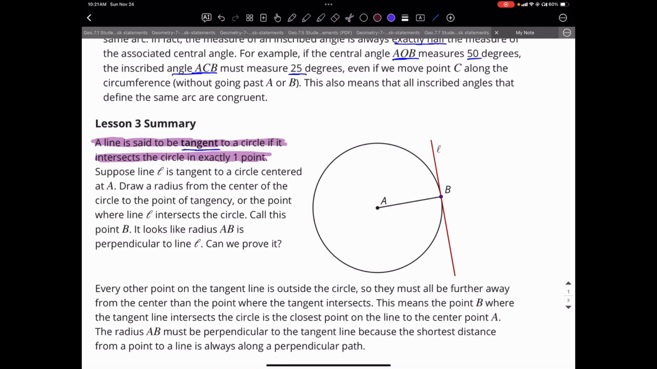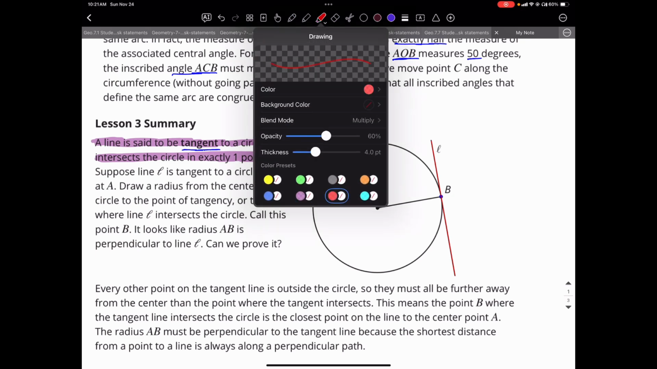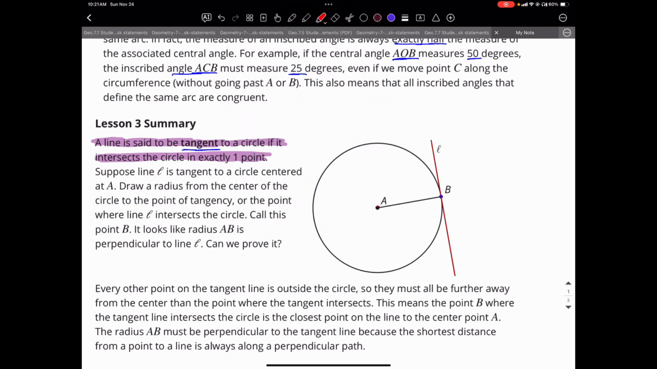Suppose line L is tangent to a circle centered at A. That's the illustration we're looking at. Draw a radius from the center of the circle to the point of tangency. The center is here at A, and notice there's a new vocabulary word: the point of tangency. Where that line intersects is called the point of tangency.